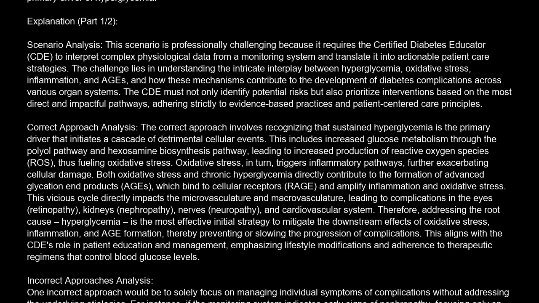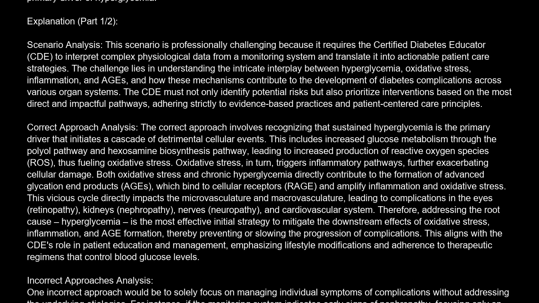Correct approach analysis. The correct approach involves recognizing that sustained hyperglycemia is the primary driver that initiates a cascade of detrimental cellular events. This includes increased glucose metabolism through the polyol pathway and hexosamine biosynthesis pathway, leading to increased production of reactive oxygen species, ROS, thus fueling oxidative stress. Oxidative stress, in turn, triggers inflammatory pathways, further exacerbating cellular damage. Both oxidative stress and chronic hyperglycemia directly contribute to the formation of advanced glycation end products, AGEs, which bind to cellular receptors, RAGE, and amplify inflammation and oxidative stress.